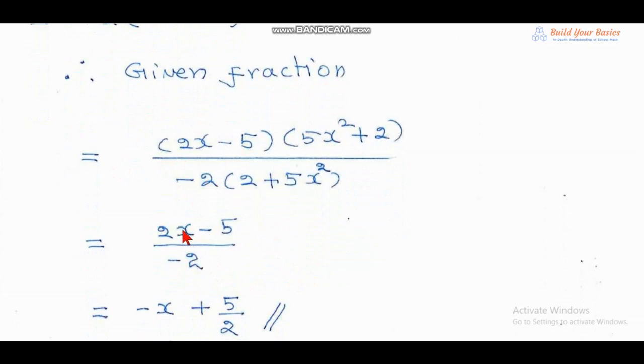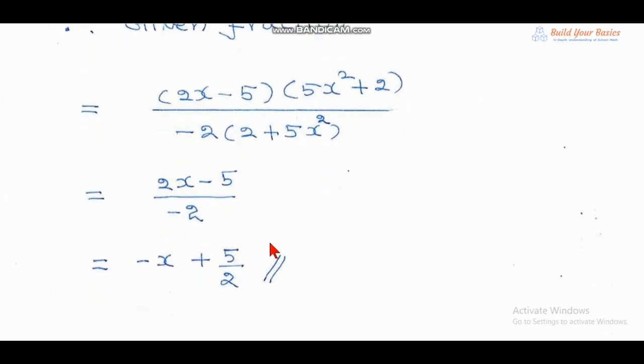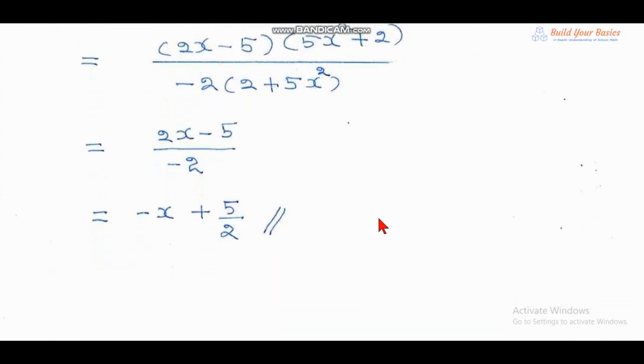If you want, you can divide term by term. 2x by minus 2 gives minus x. Minus minus becomes plus 5 by 2. That's the answer. That's the reduced form of the given fraction. We have done the problem.